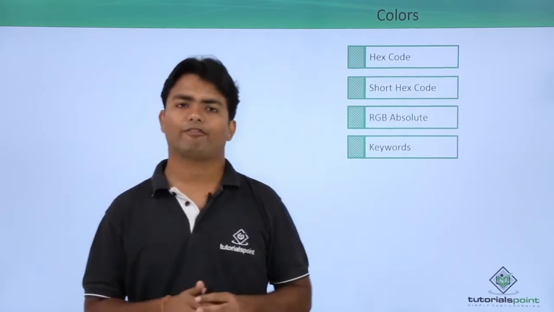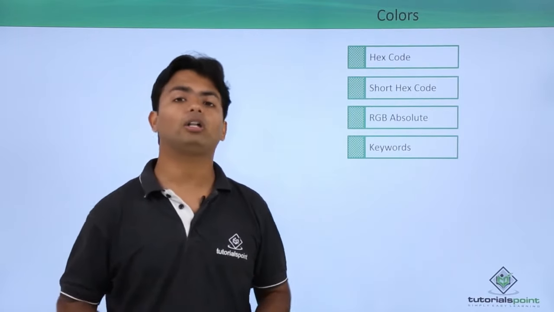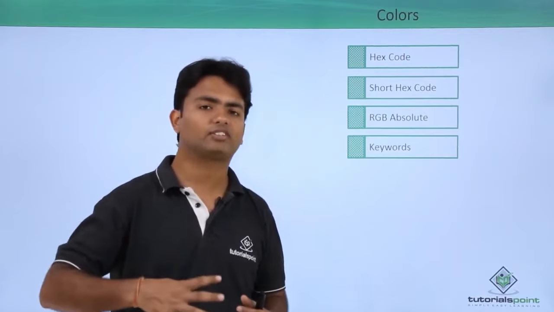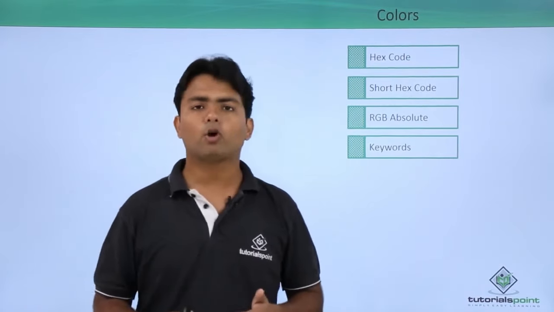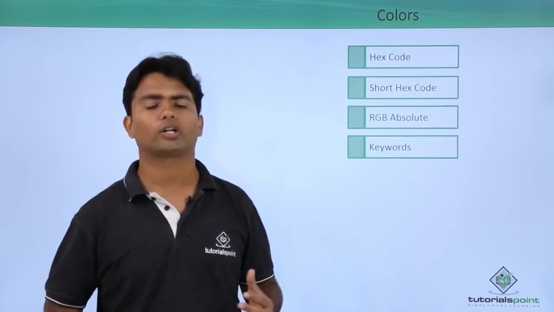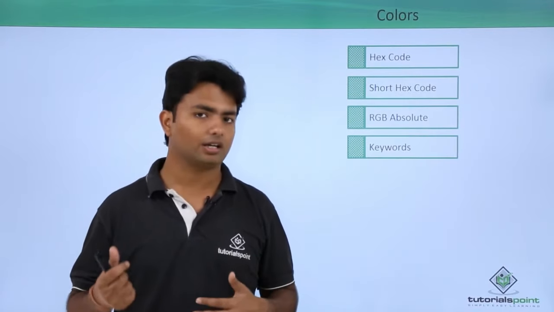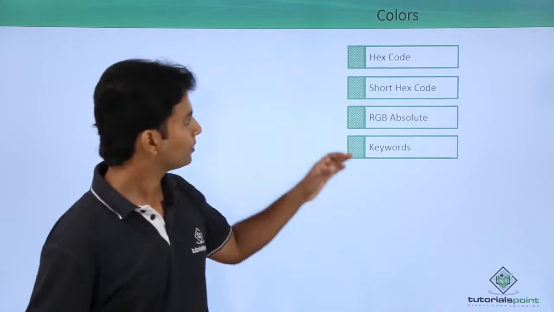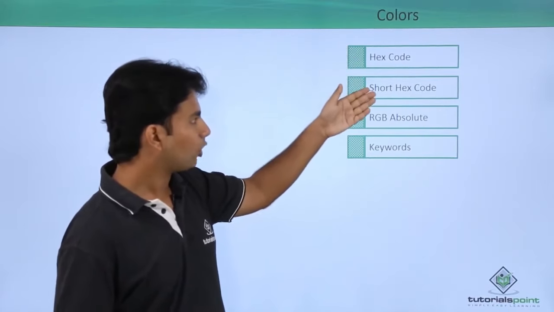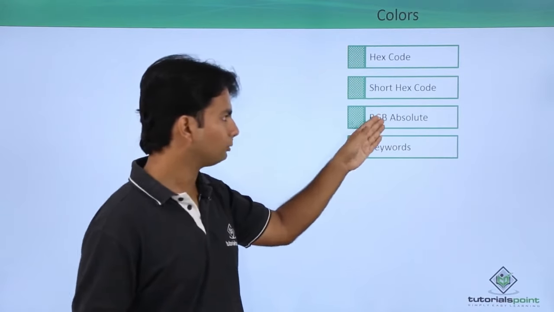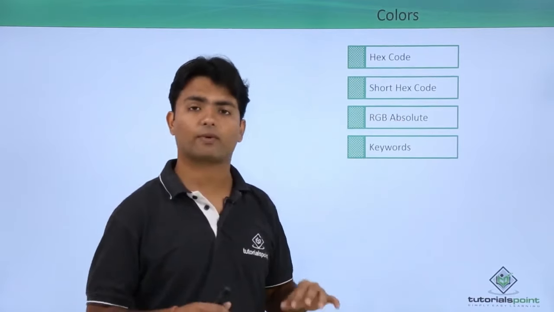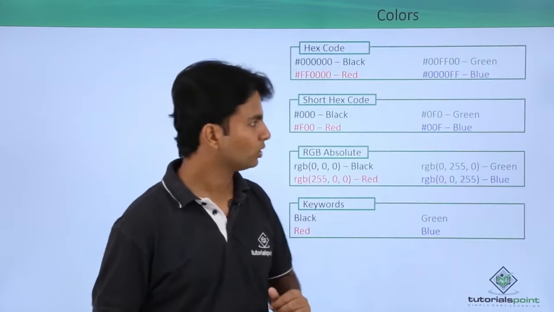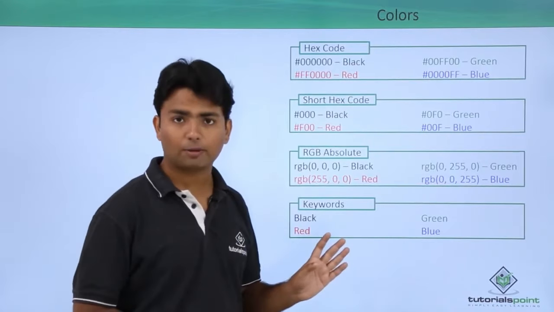As we know, whenever we talk about a color, all the colors are made up of 3 basic colors, that is red, green and blue. So this RGB combination will help us in forming the different colors which we can make. So hexadecimal, short hex code and RGB absolute, that is red, green, blue absolute, and the keywords. Keywords will help us write the name of a specific color. So here is a short example.